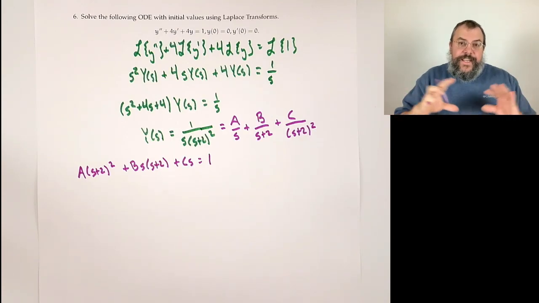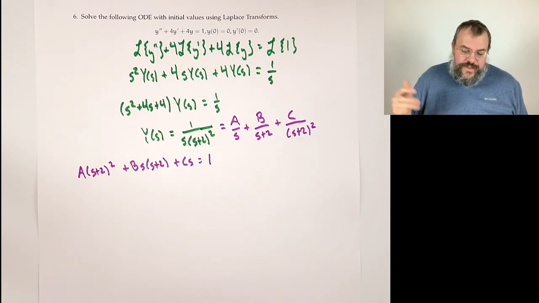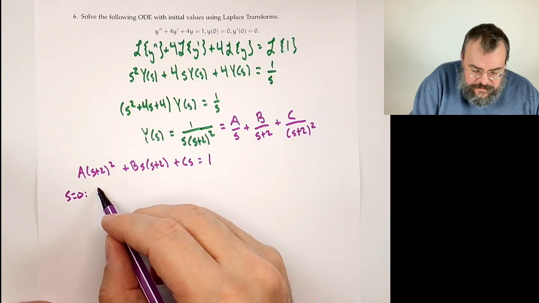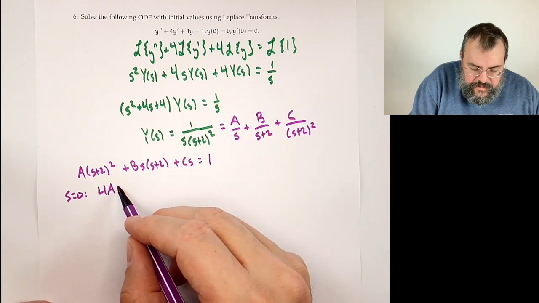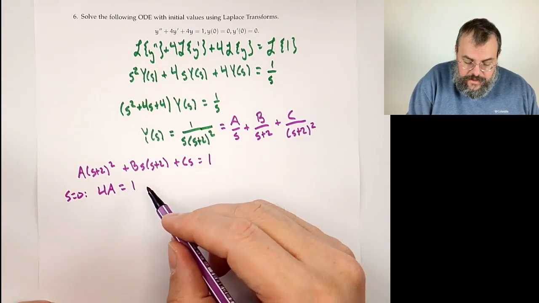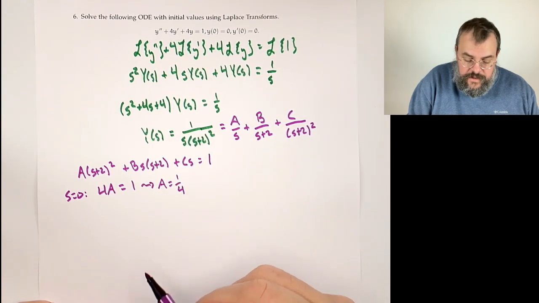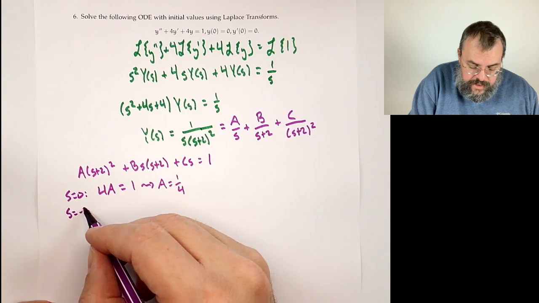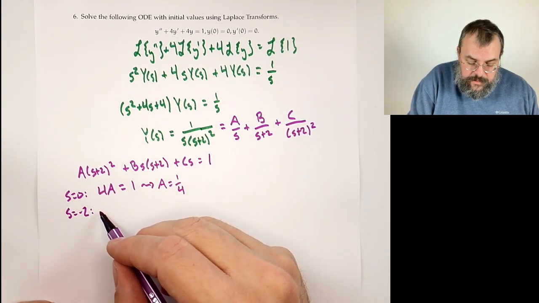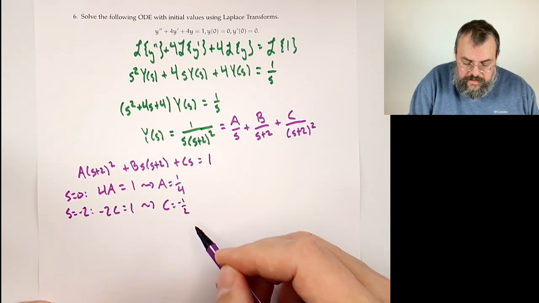Now, we could solve by expanding out and getting coefficients, but in this case, we can actually get a lot of values by just plugging in numbers. So, for instance, if you plug in s equals 0, we get that 4A is going to equal 1, because those terms go away. Okay, so that tells us that A needs to be 1/4. If we plug in s equals minus 2, then the first two terms drop away. And we see that minus 2C equals 1. So C is minus 1/2.